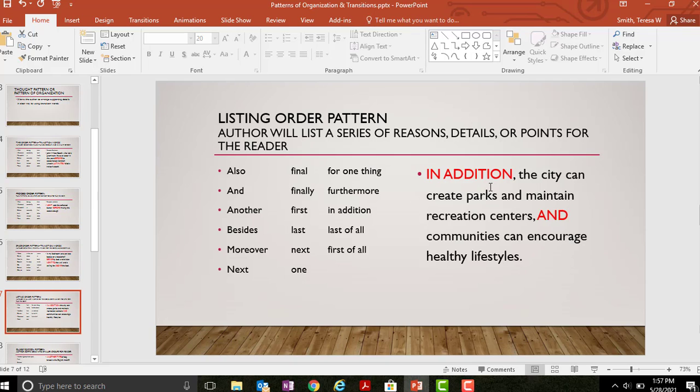And in our sample sentence, again, I have the words in red. In addition, the city can create parks and maintain recreation centers, and communities can encourage healthy lifestyles. So you've got reasons or points for things that can occur or happen in the listing order pattern.